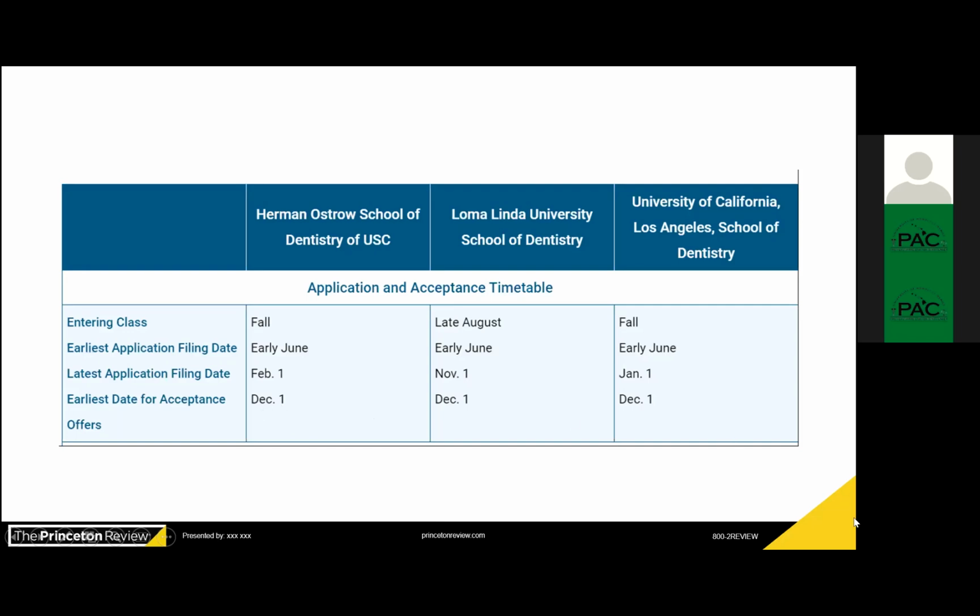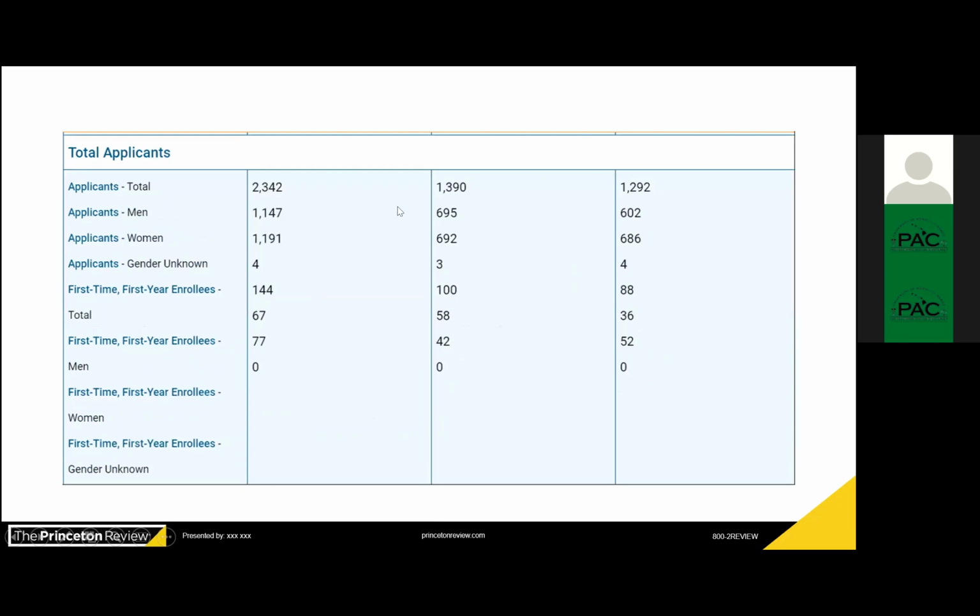So I just want to paint a picture of how different every school is, and how it's so important for you to do your research in terms of application deadlines, and even just comparing the demographics of each school is quite interesting, right? So at USC, it has a very high number of applicants in total compared to other schools in LA.